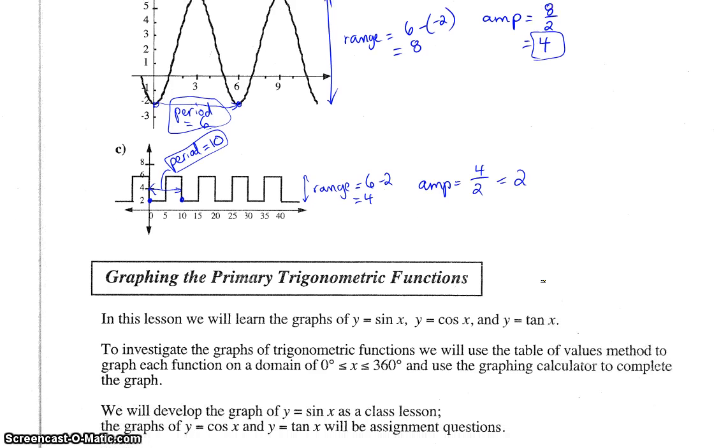Okay, so graphing primary trig functions, we're going to be looking at the graph of sine x, cos x, and tan x. In the lesson, we're looking at sine x, cos and tan will be in the assignment. To investigate those graphs, we're going to use the table of values method to graph each function on a domain of 0 to 360. And we're going to use the graphing calculator to complete the graph. So we're going to look at the graph of sine x.